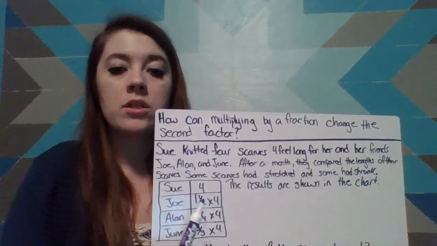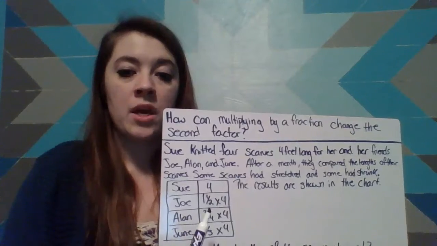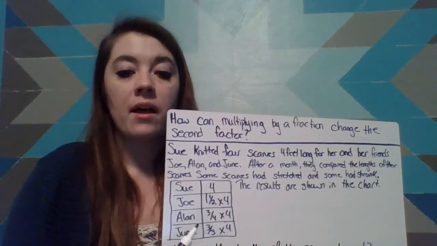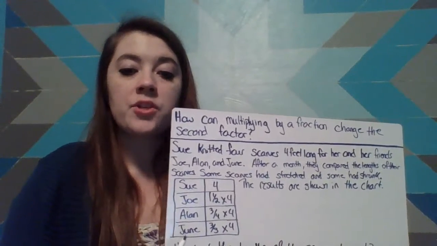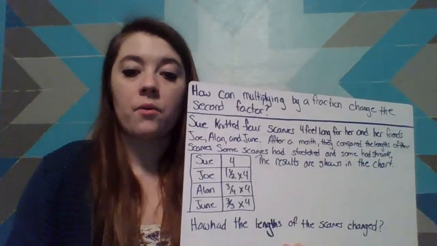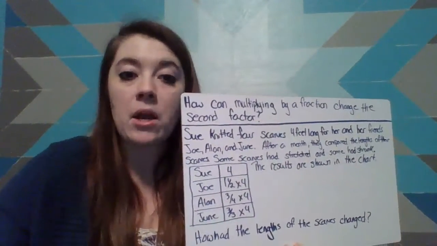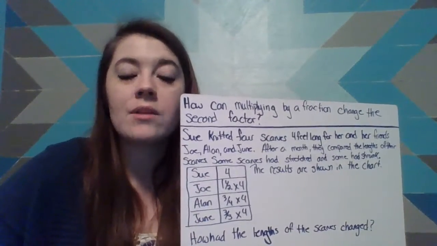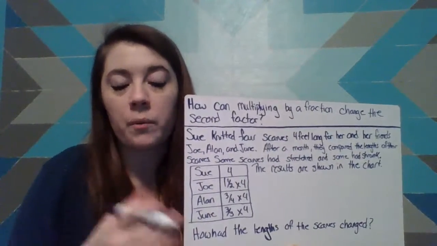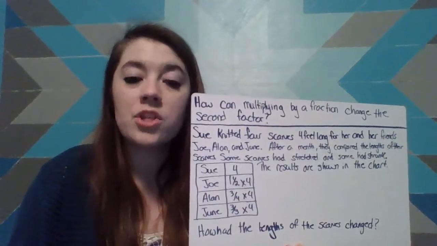So Sue, her scarf was 4 feet still, so hers didn't change. Joe's, his was 1 1/2 times 4. Alan's was 3/4 times 4. And June's was 3/3 times 4. So, how had the lengths of the scarves changed? So what we're looking at here is seeing, did they get bigger or did they get smaller? And how we'll do that is through multiplication. So obviously we know Sue's stayed the same. Hers didn't change, it's still the 4. We didn't multiply by any factor. But Joe, Alan, and June, theirs all changed a little bit.